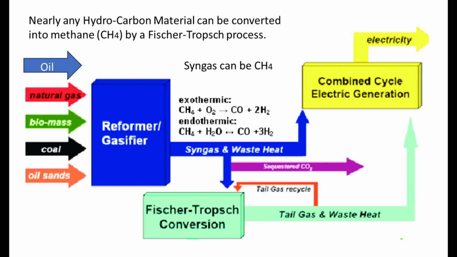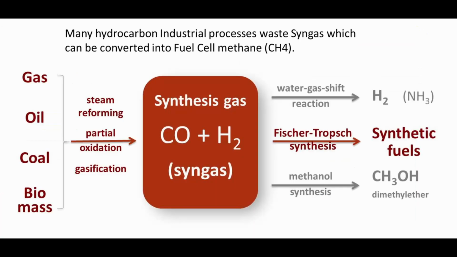Fossil fuels other than natural gas, such as diesel fuel and coal, can be processed into methane that can be used in MCFCs. Another source of fuel could be syngas, the synthetic gas waste product of many chemical processes that contain methane, hydrogen, and other hydrocarbons that can be reformed into fuel for the molten carbonate fuel cell.